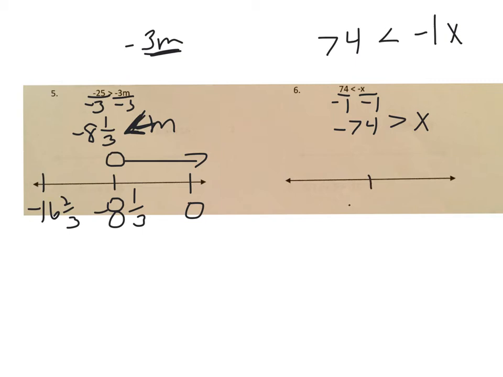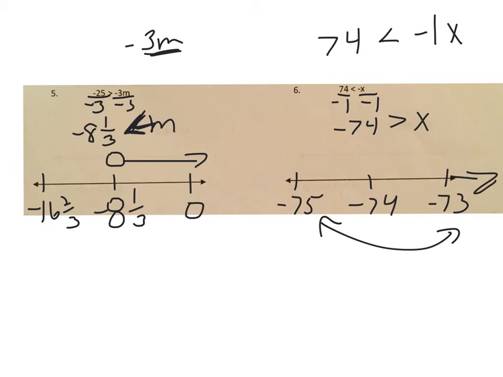So to graph it, negative 74. Let's just go ahead and do negative 73, so it's closer to 0, and negative 75, further away from 0. Do not flip those. The number line has to go to where 0 is in that direction, so you cannot flip those. Okay, to graph it, you have a hollow circle, because there's no equal to sign. The arrow points this way, but since x is on the wrong side, you go that way.